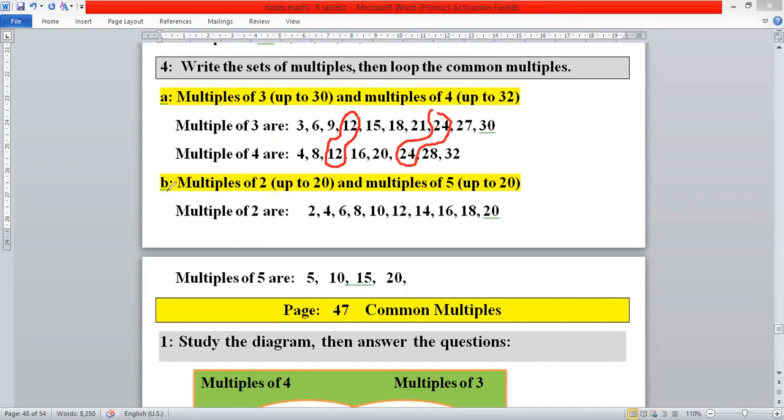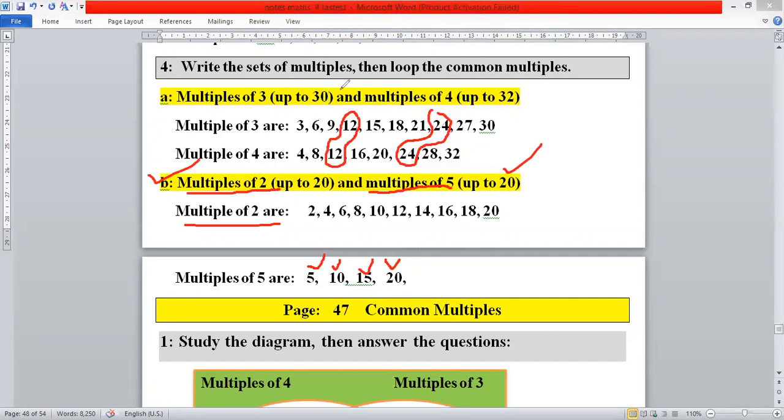Similarly, in part B, multiples of 2 up to 20, we shall write multiples of 5 up to 20. Multiples of 2 are 2, 4, 6 up to 20. Similarly, we will write multiples of 5, counting the table of 5: 5 ones are 5, 5 twos are 10, 5 threes are 15, 5 fours are 20. And we will not write 25 because the given restriction is to write multiples of 5 up to 20, not more than 20.